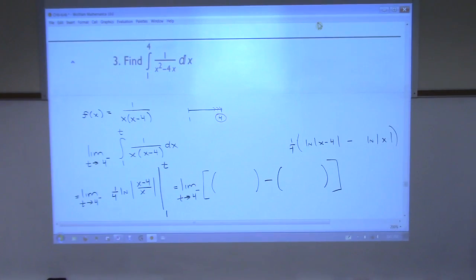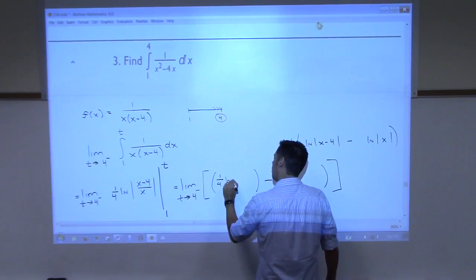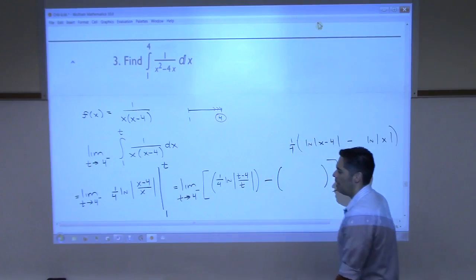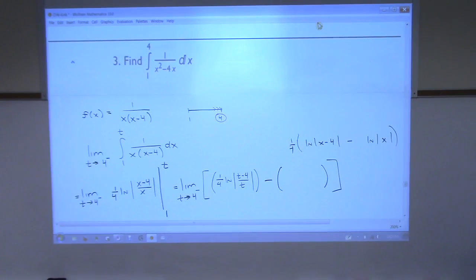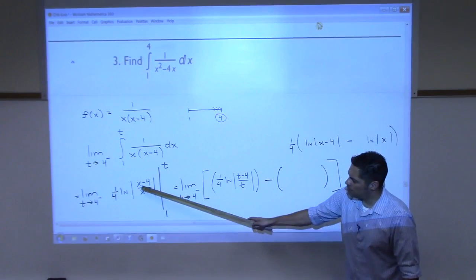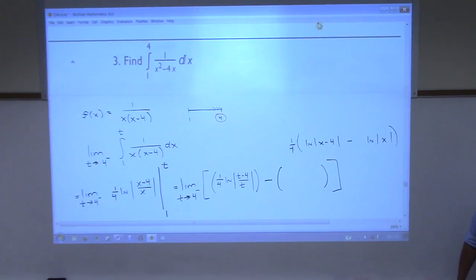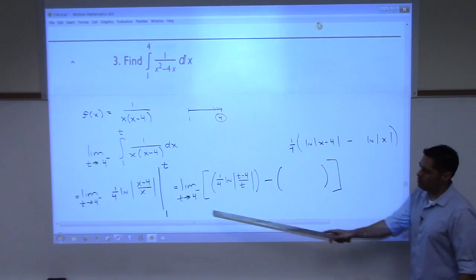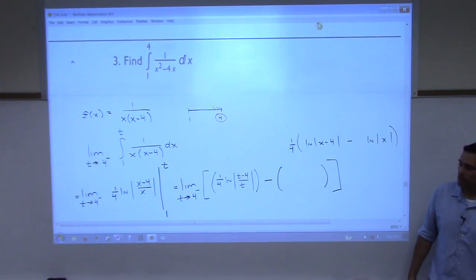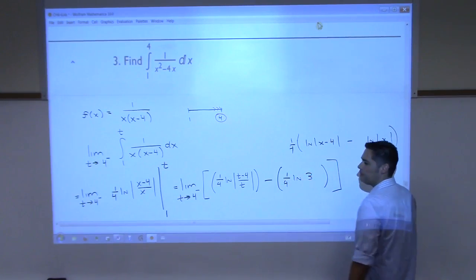All right, T goes first. So 1/4 natural log T minus 4 over T. And then 1 goes next. 1 goes in for x. So 1 goes into here. 1 minus 4 is -3, right? Over 1, so that's -3, but it's absolute value. So natural log of 3. So we have 1/4 natural log 3.